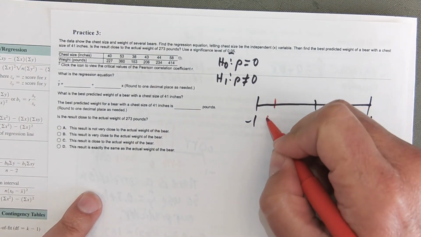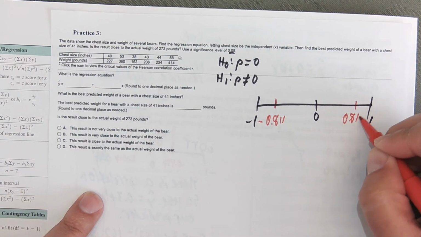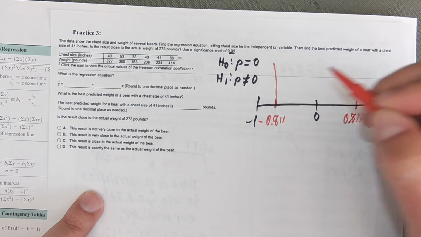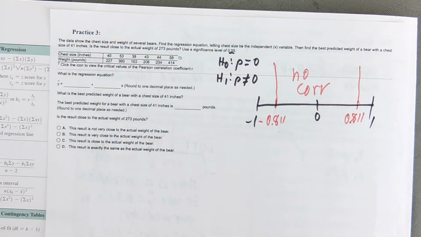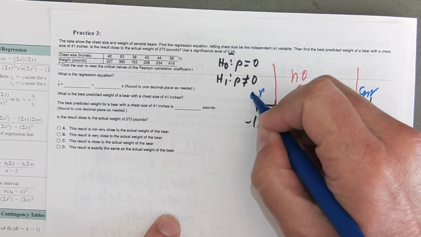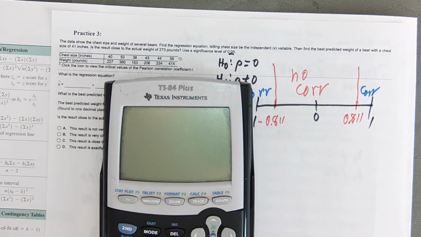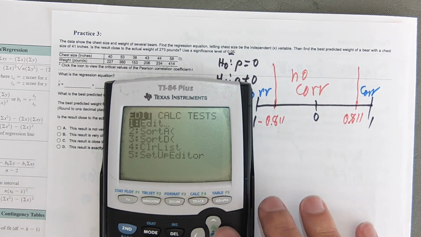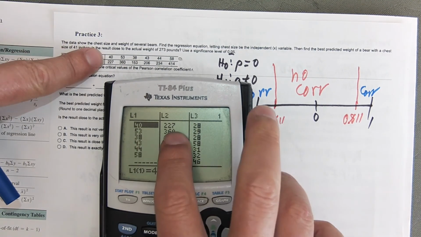So 0.811. And once again, this is the no correlation zone versus the correlation zones. You can see they're quite small. So we need to get R. I have already put the data into here. So list 1 and list 2. You can see the 40 and the 227 and so on.